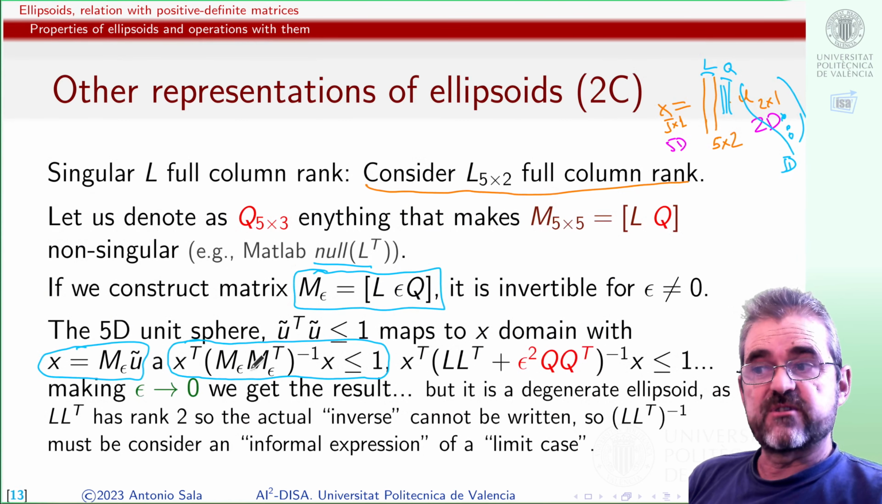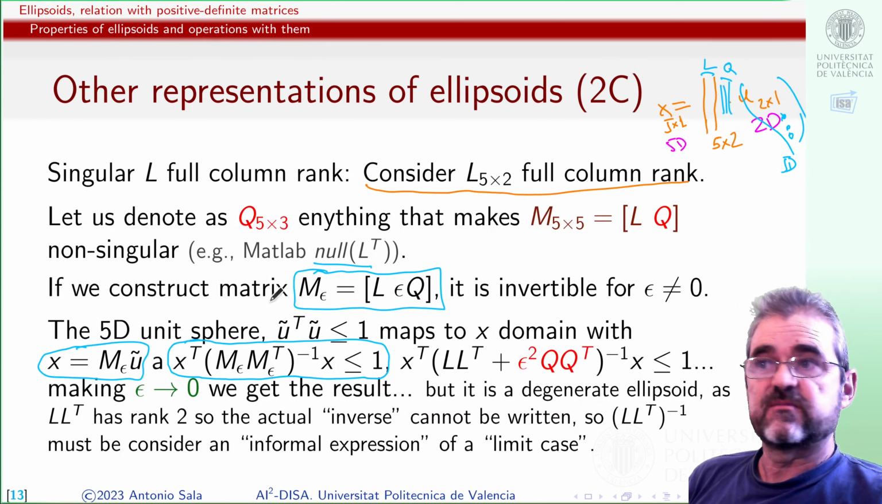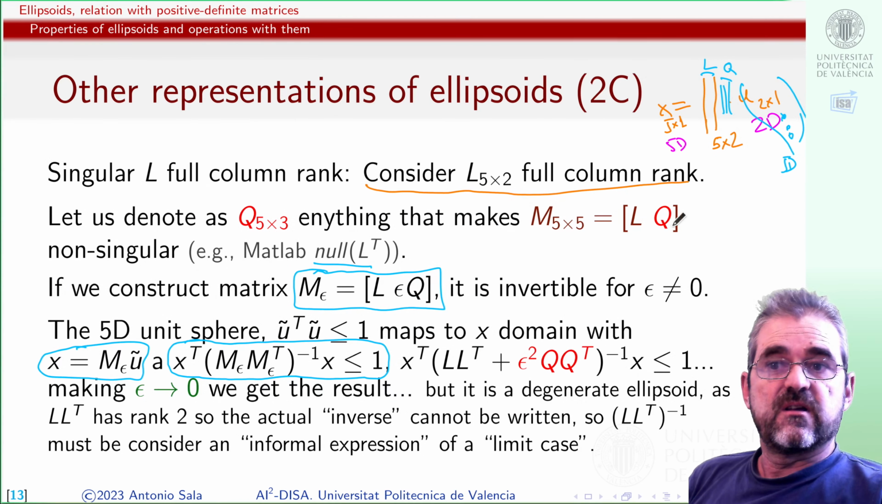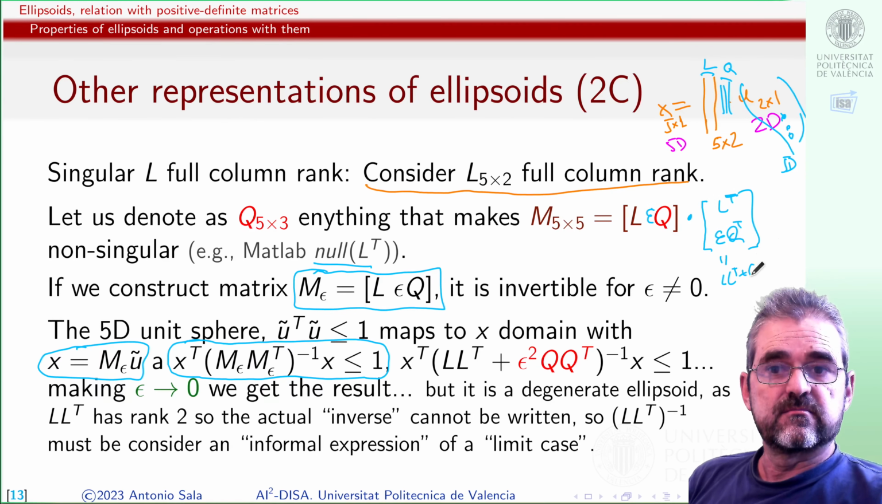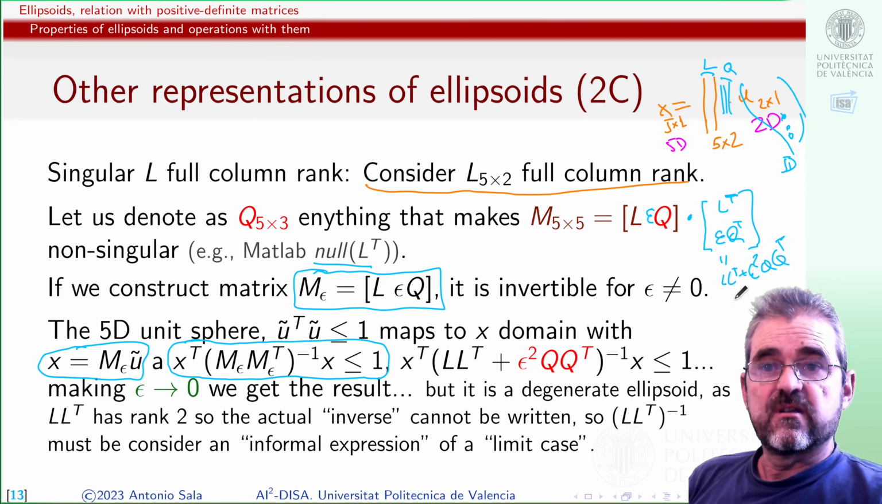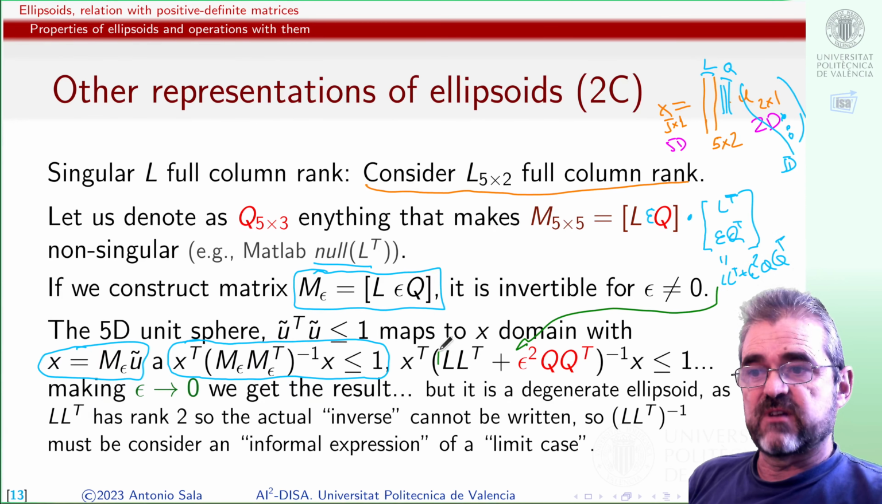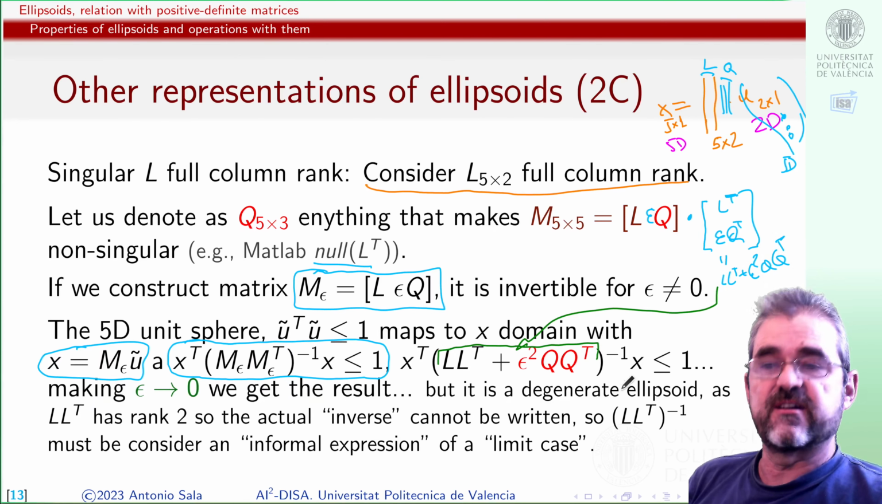But what is M epsilon transposed? Well, if I multiply L epsilon Q by its transposed, it will be L transposed, epsilon Q transposed. So I will have LL transposed plus epsilon squared Q Q transposed, which is what I am writing here. So this is valid for any epsilon different from 0.